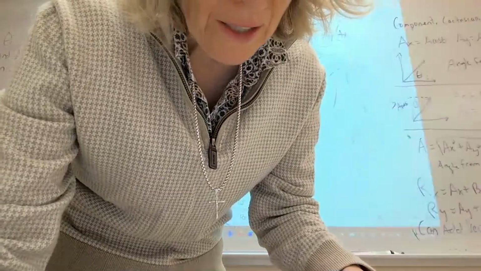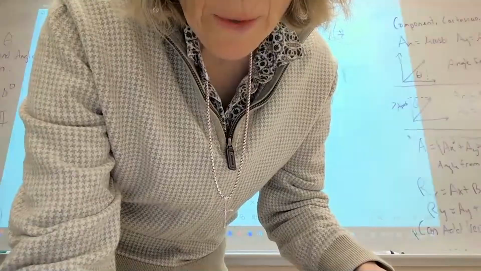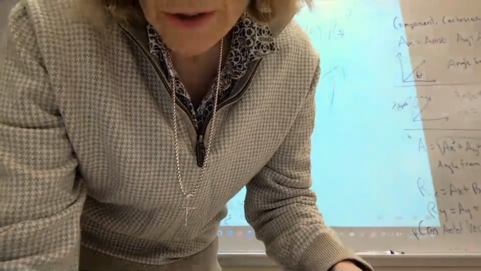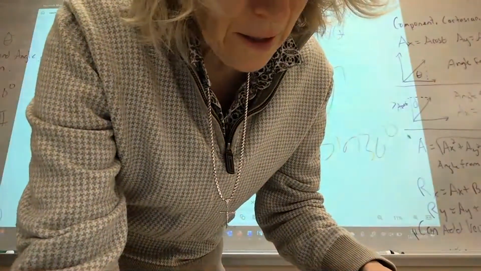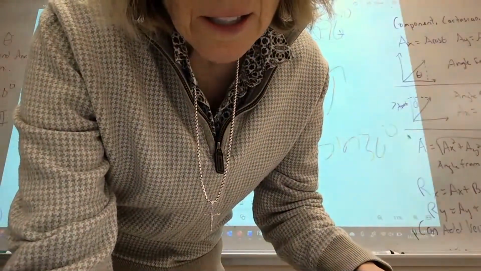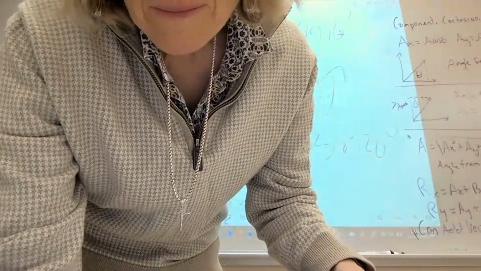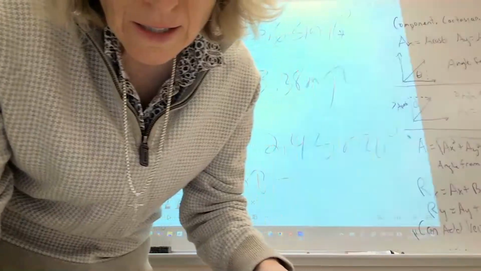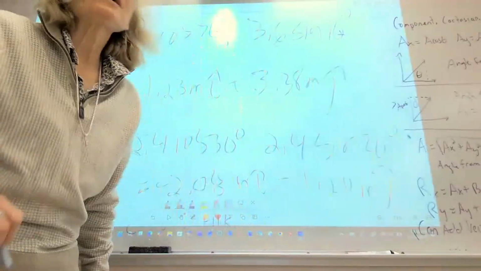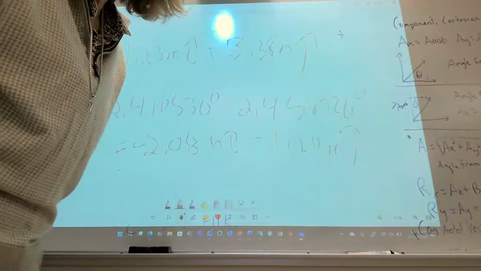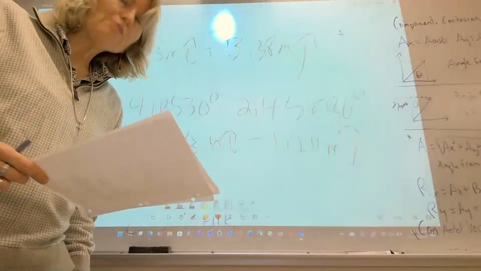Our vector B, so similarly, we went 2.4 cosine 30, but we had to put negatives in because it's in the third quadrant. 2.4 sine 30. So vector B is negative 2.08 meters i minus 1.20 meters j. Okay, we're just doing the same old, but instead of just putting them in parentheses or calling them Ax and Ay, Bx and By, we're putting them in terms of i and j.